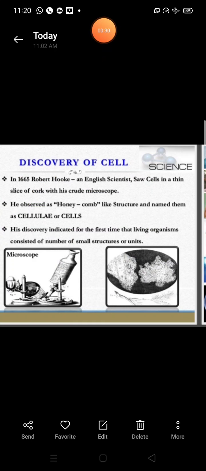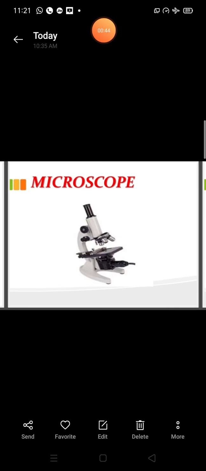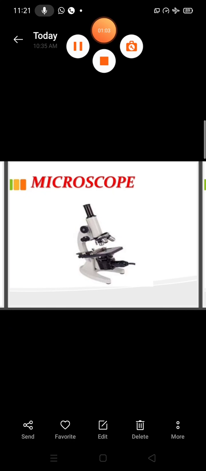The term cell was given by Robert Hooke and some scientists were also related with the discovery of the cells. This is the picture of a compound microscope. Due to this microscope, we can easily see the cells or structure of cells, and it is very helpful in the study of the cells.